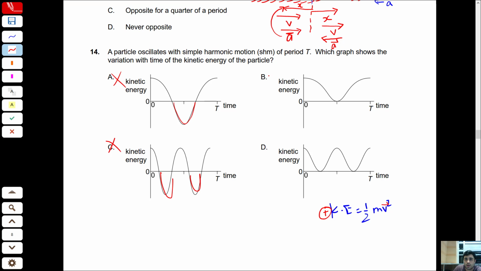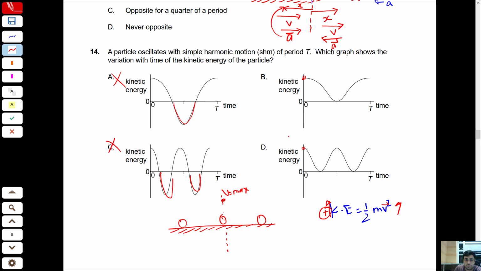Now in C and D, you can see the body is starting at the moment when the kinetic energy is maximum. Now if you draw the diagram of simple harmonic motion, the body will be here, here, or here. Call this the equilibrium position. If the body is supposed to start at maximum kinetic energy, it must start from the equilibrium mean position because the velocity is always maximum at the equilibrium mean position. The higher the velocity, the higher the kinetic energy.